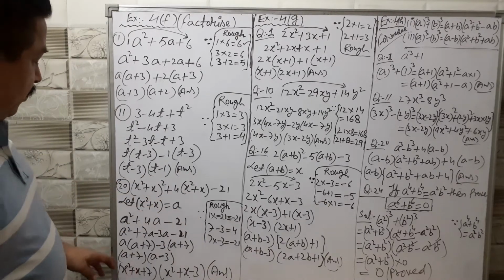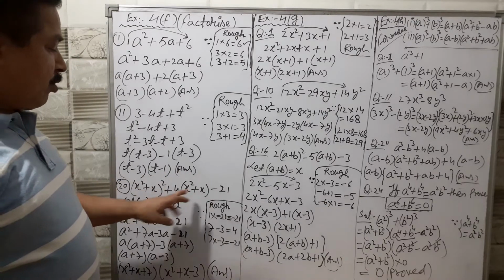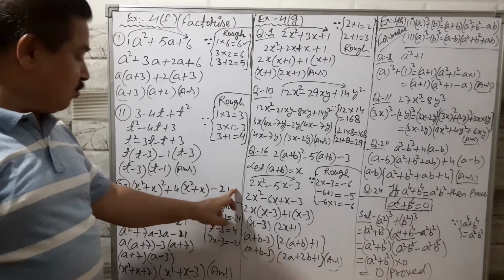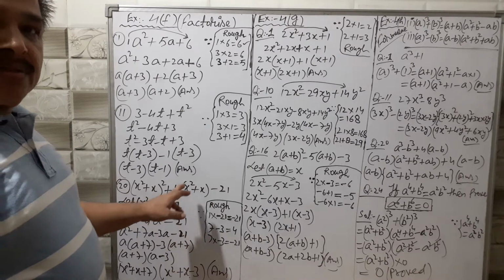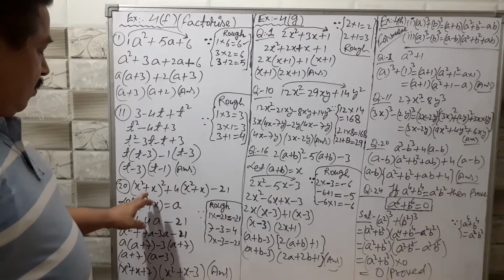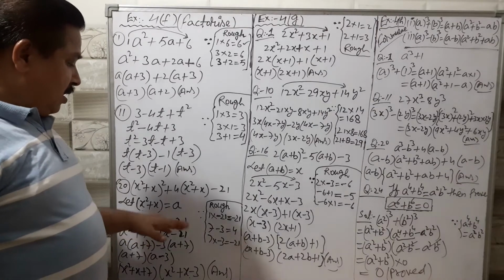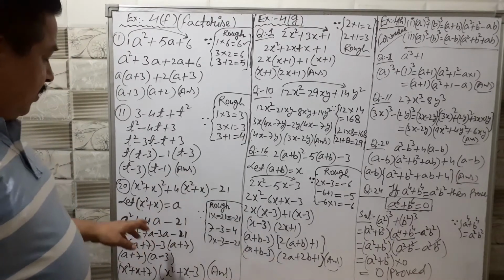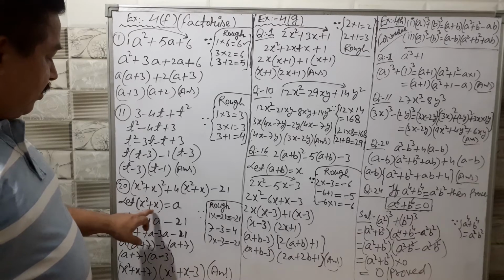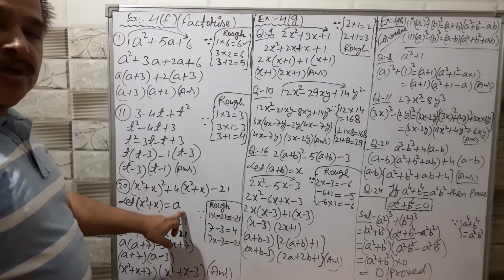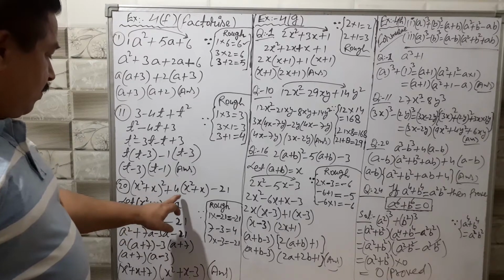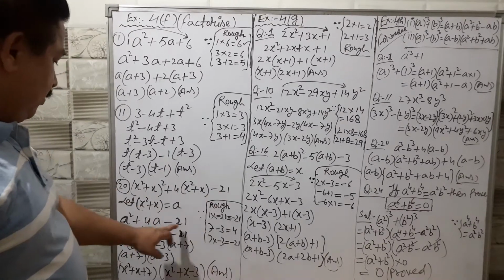Now see question number 20. See this question. It is in proper form. Power is 2, then power is 1 and power is here 0. X square plus x has power 2, here 1, here 0. In such a question, first of all, you will consider something equal to this bracket. Suppose x square plus x as a. Now solve this question: a square plus 4a minus 21.